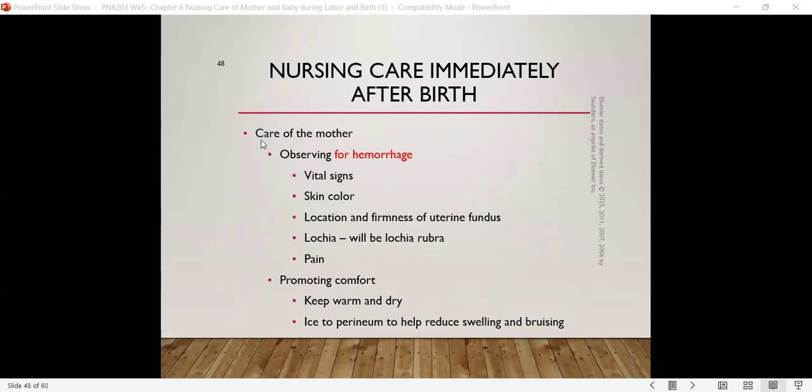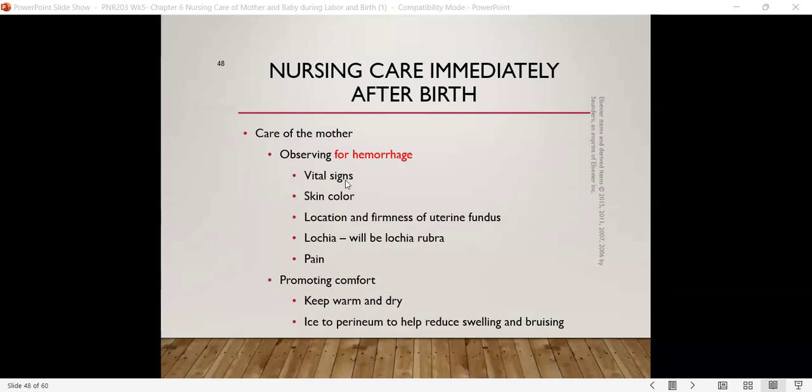Now, nursing care immediately after birth. I'm mom. We talked about this already, so I'm just going to go through this real quick with you. Observing for hemorrhage. Check that uterus. Make sure that the fundus of the uterus is firm. And then look at her lochia. The lochia at this time would be rubra, because lochia rubra lasts from 1 to 3 days after birth. So it would be red.